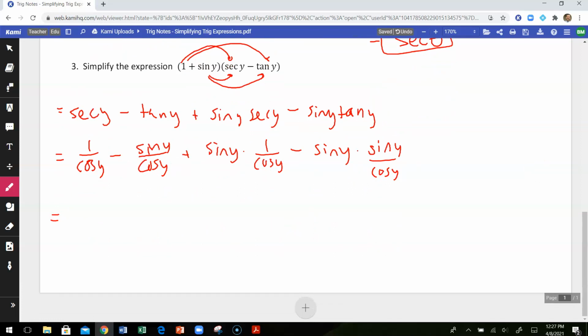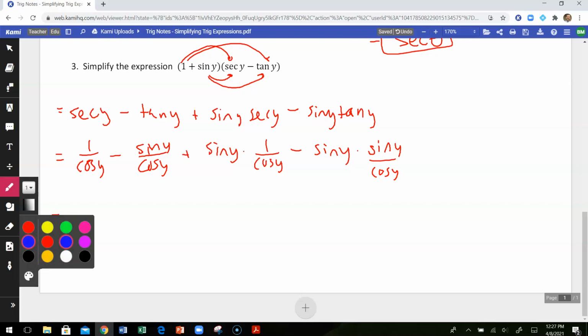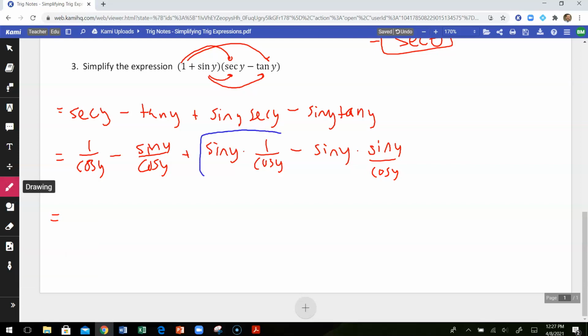So the next thing that I would do is I would go ahead and take care of these products here and here. Now on this middle, this first one that I put a box around, sine times 1 over cosine, that's going to be sine over cosine. But that sine over cosine is going to cancel with this negative sine over cosine, right? So this and this, those are exactly the same. I can cancel those out.